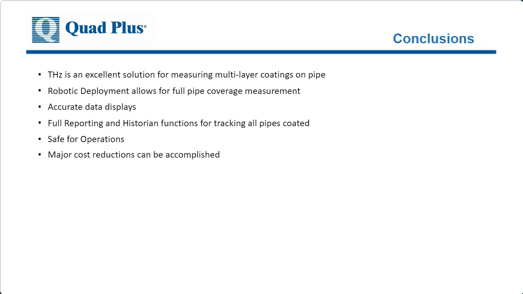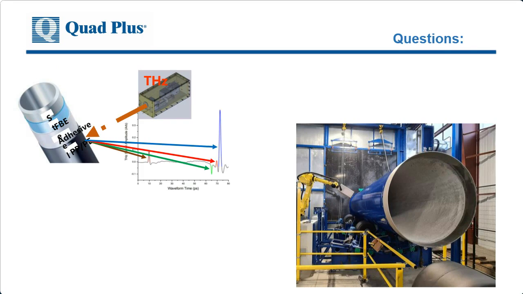We also do safety integration of the robot to the line. So we'll do full risk assessments and give recommendations on what kind of safety is needed around the robot as far as interlocking of the cage to the robot. And there's major cost reductions that can be accomplished by using this system. So with all that, I'm just going to open it up to questions.